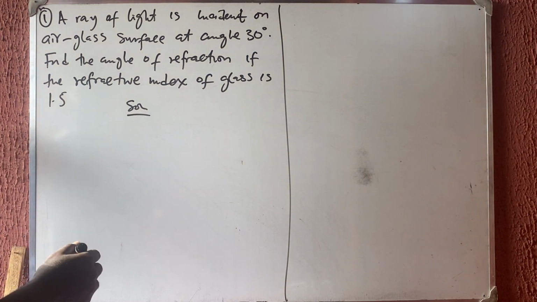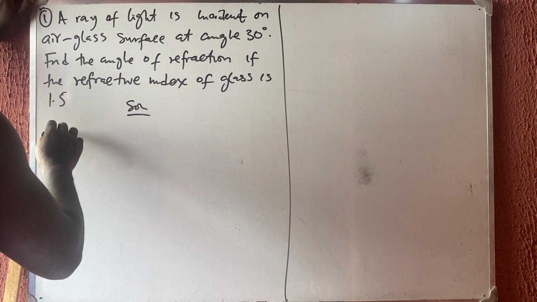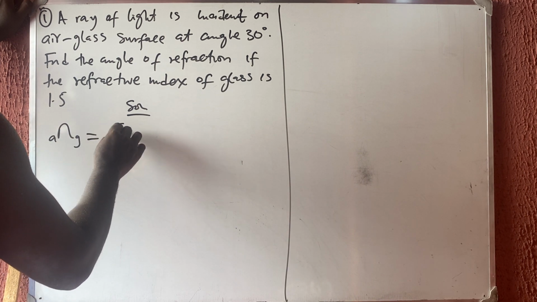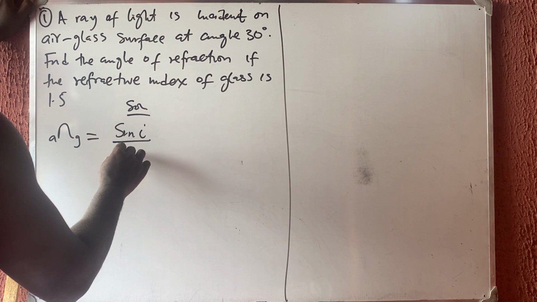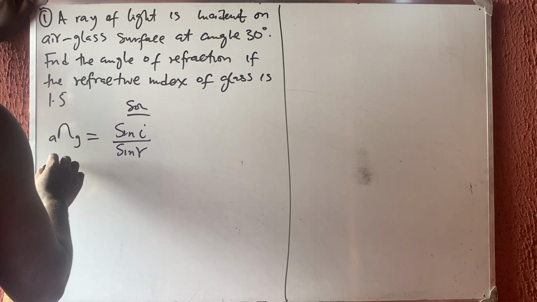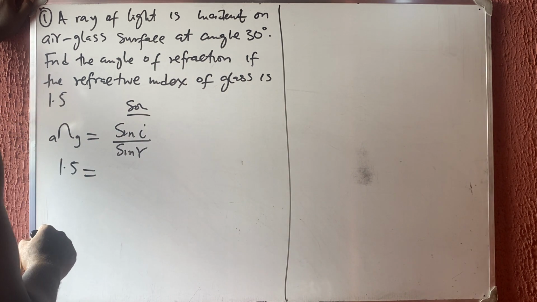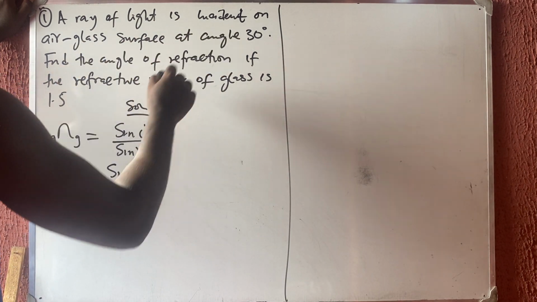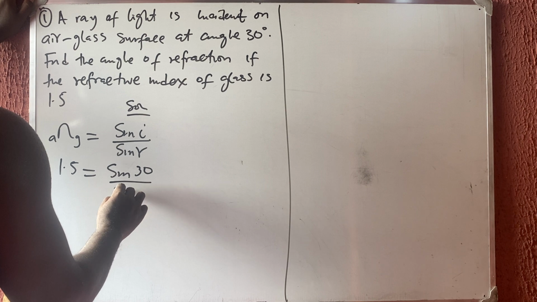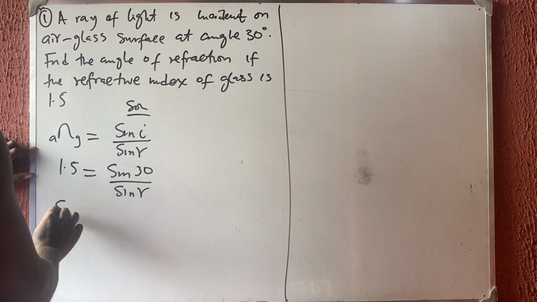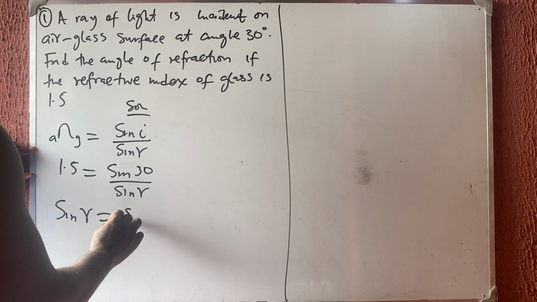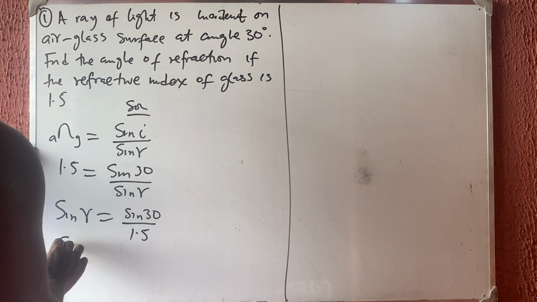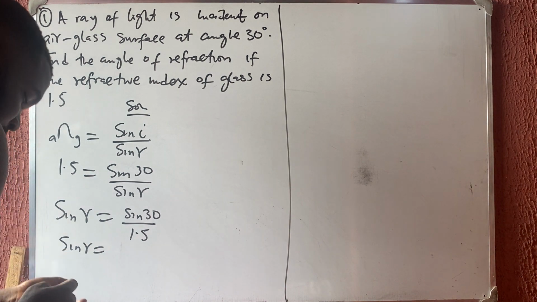You know our Snell's law. Our Snell's law said that what? The refractive index from air to glass is equal to sine I over sine R. So they gave me this one as 1.5 is equal to sine, it is incident at 30, so sine 30 over sine R. So therefore, my sine R is equal to sine 30 divided by 1.5.